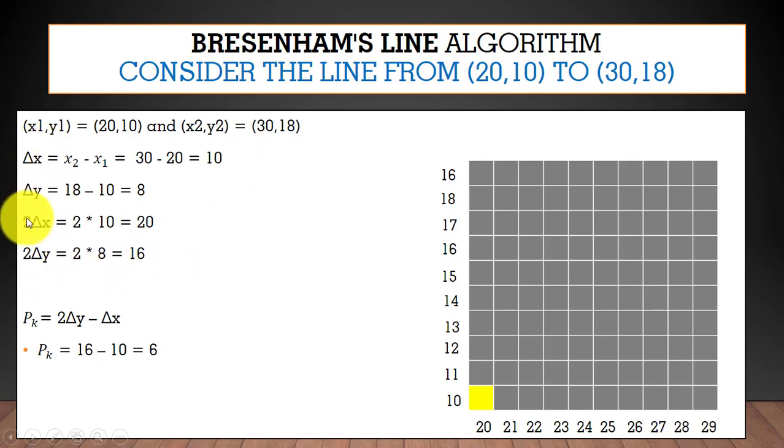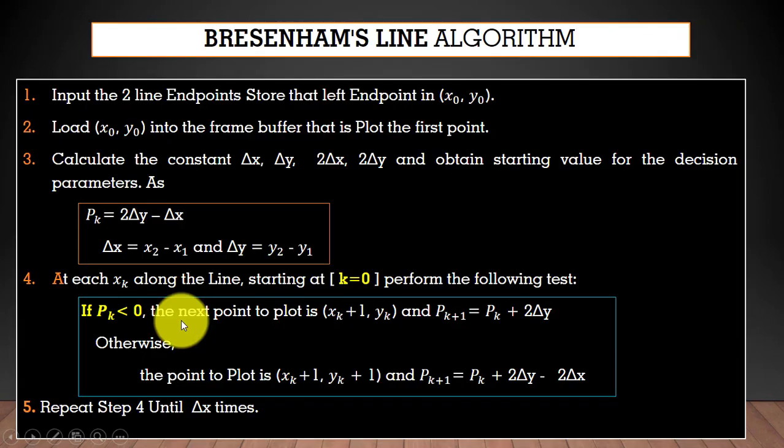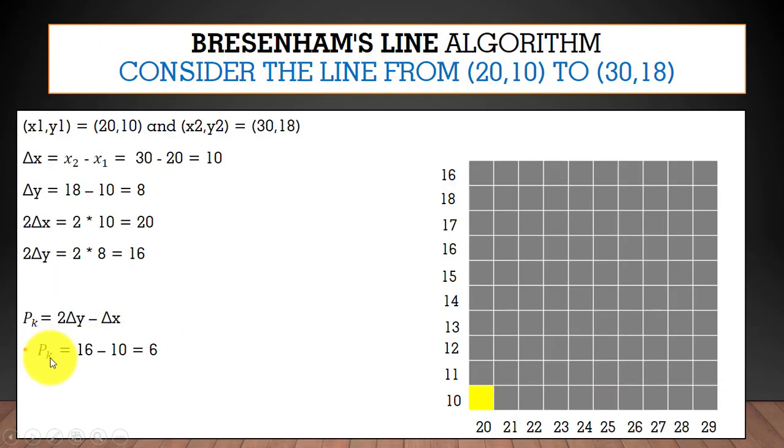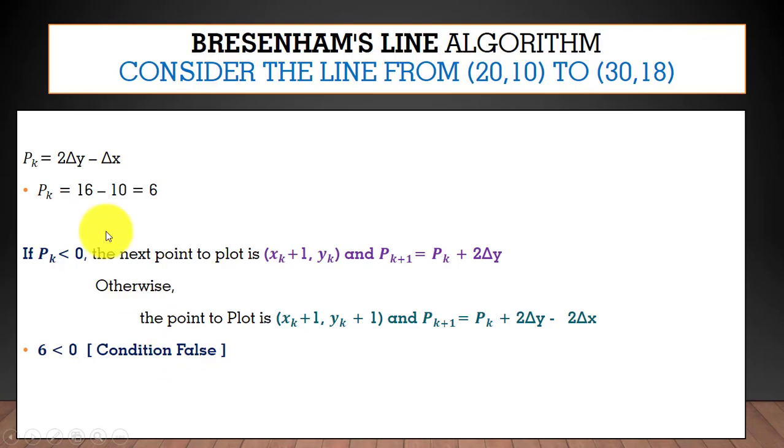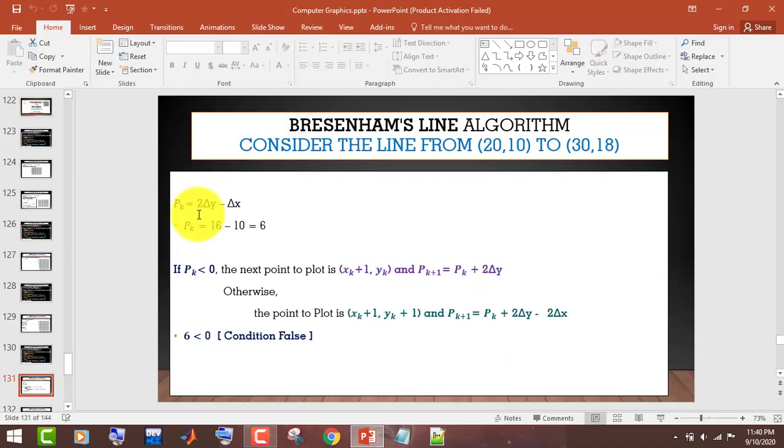Now we have all the values that are required in order to calculate the decision parameter. So pk is equal to 2 delta y minus delta x. Value of 2 delta y is 16 and delta x is 10, so we got 6. Initially the value of k is 0, so the point is here, p naught is 6. So the value of p naught is 6. Now this is p naught here.